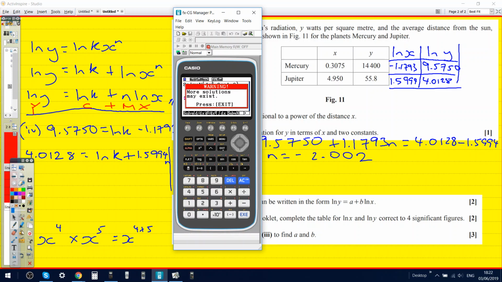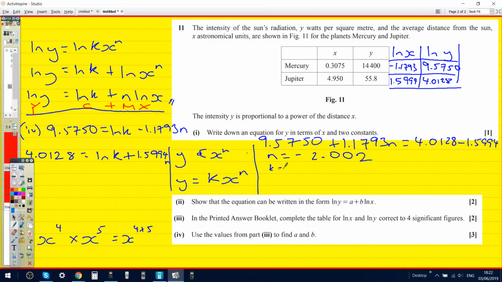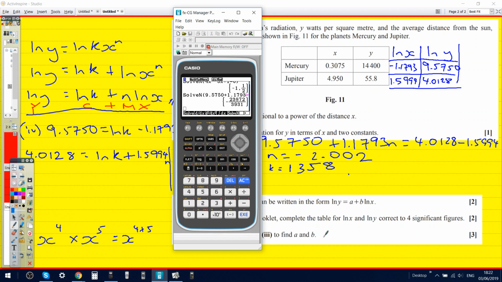And I get 1358.4. And sorry, K is what I got, 1358.48, and I'll leave it as 1358 to 4 sig fig. Do you want to check? Because I think I may have done some copying errors.